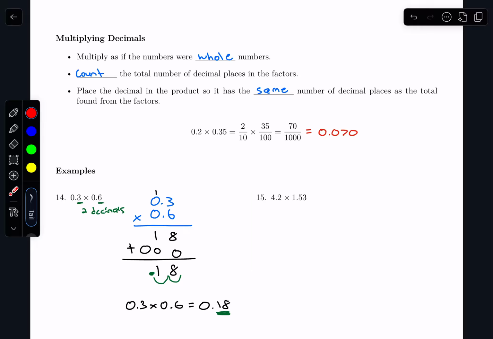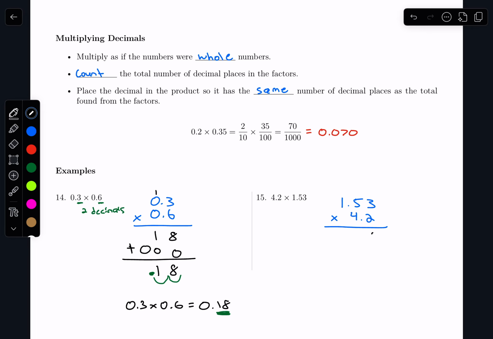We have 4.2 times 1.53, or 4 and 2/10, multiplied by 1 and 53 hundredths. I want you to always put the number with more place values on top. So because 1.53 has 3 place values and 4.2 only has 2, I'm going to write 1.53 on top and 4.2 on bottom. But now when I multiply, I'm going to completely ignore those decimals. So I'm just going to multiply 153 times 42.